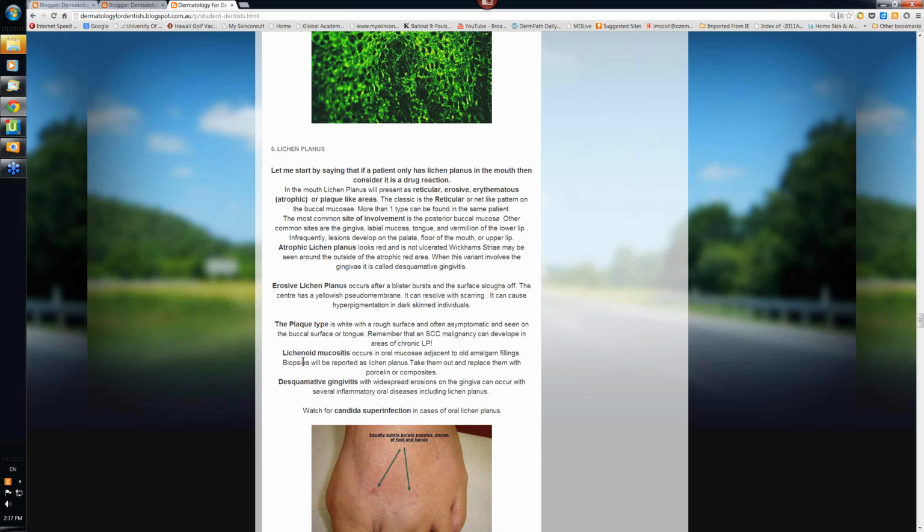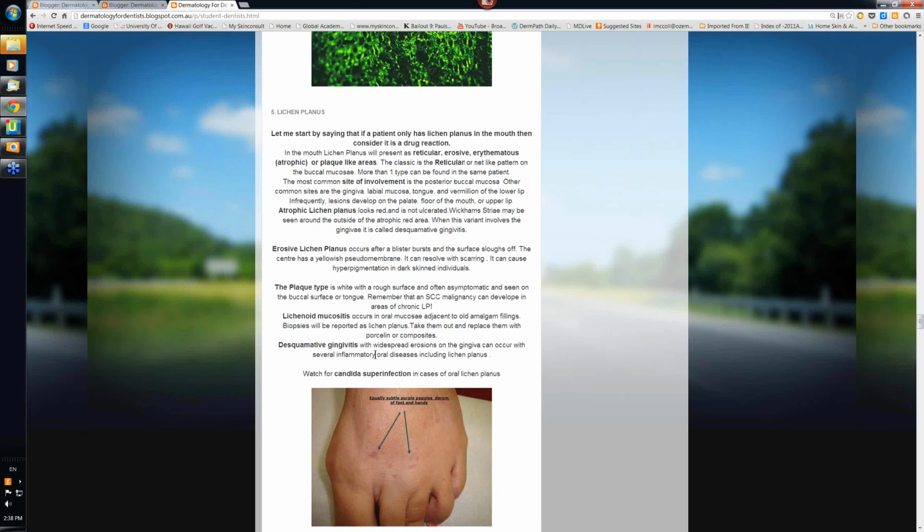Then there's this condition called lichenoid mucositis. This is a lichen planus-like reaction adjacent to old amalgam fillings. And if you biopsy this, it will be reported as lichen planus. Now, it's presumably some reaction to the mercury, or it's thought to be an allergic reaction to the mercury in the old amalgam fillings. They're old, and the mercury's leaching out, and it's causing lichen planus opposite that area. You've got to take them out and replace them with porcelain or composites. And we've mentioned that desquamative gingivitis variant, the atrophic or erythematous variant with bleeding gingiva, and these other diseases that can cause it.